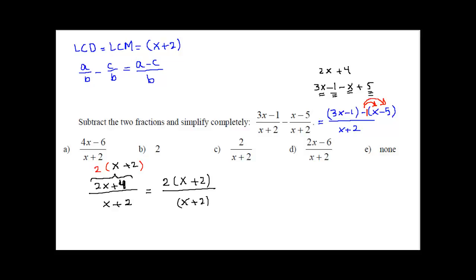So Ryan, what is this equal to then? Two. Right, so I can reduce this now. The whole thing is equal to 2 over 1, or just simply 2. So B would be the right answer here.